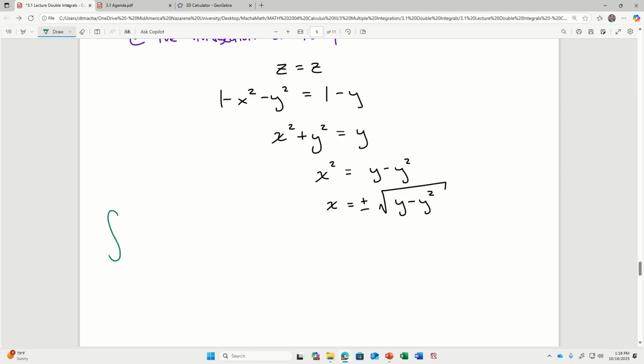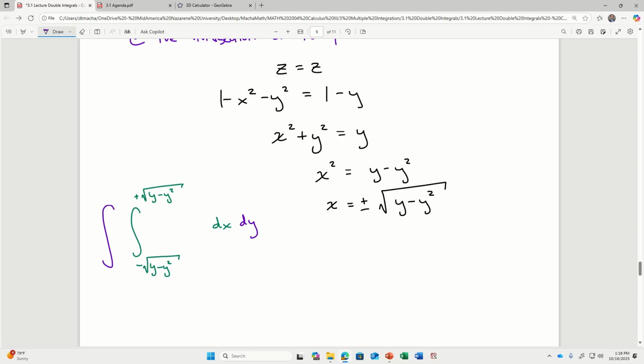So what I'm going to do is set up the double integral, and for the lower and upper bound of x, the lower bound is going to be negative square root of y minus y squared, and the upper bound is going to be positive square root of y minus y squared. That's for x. The other integral has to be for y, and for the lower and upper bounds of y, I just need constants, because I've already characterized the relationship between x and y using these bounds. And now for the outside integral, I just need constants.